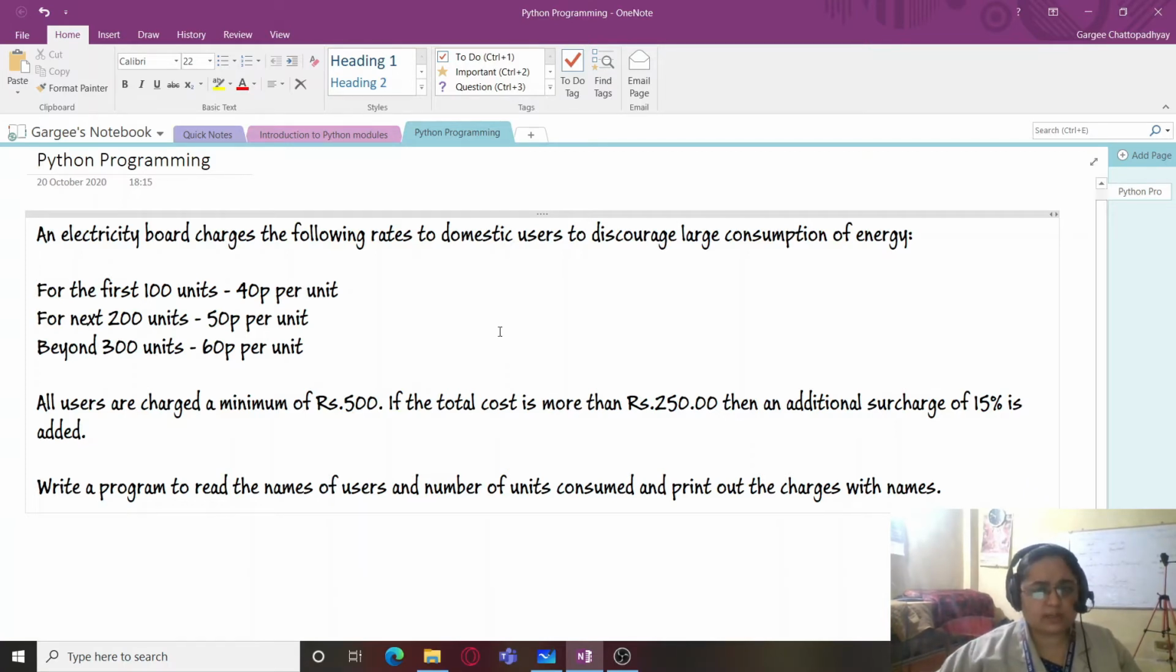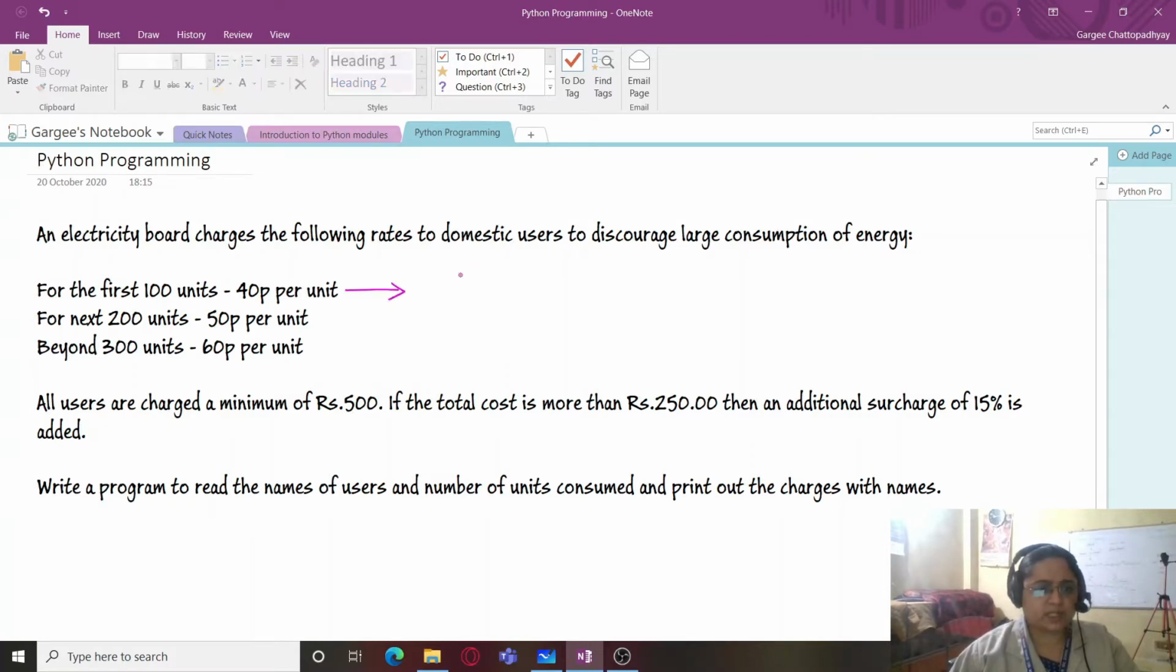So we will be doing this question now. In these types of questions you can very well see that there is a slab-wise calculation. For the first 100 units, which means unit 1 to 100, you will be charged 40 paise per unit, which means it is 0.40. So in this, first we will be doing a background analysis. You will be paying 0.40 rupees.